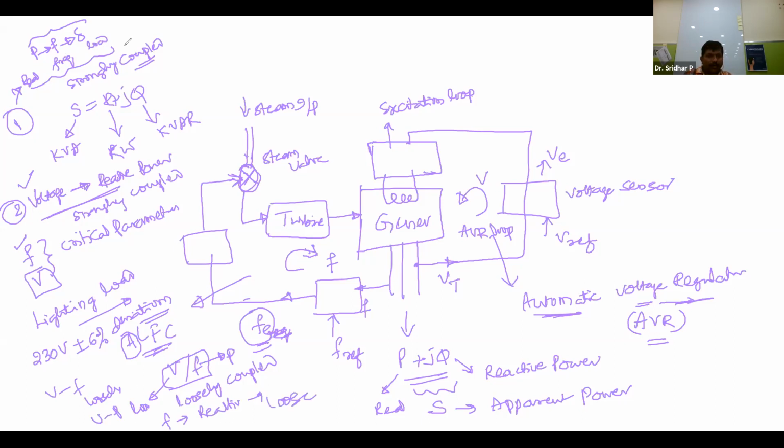So you only remember how many sets are there? Strongly coupled, two sets. What are they? One is the real power versus load angle versus frequency. This is the one set of strongly coupled parameters. And the second set is the voltage versus reactive power. If the reactive power changes, your voltage will also change.